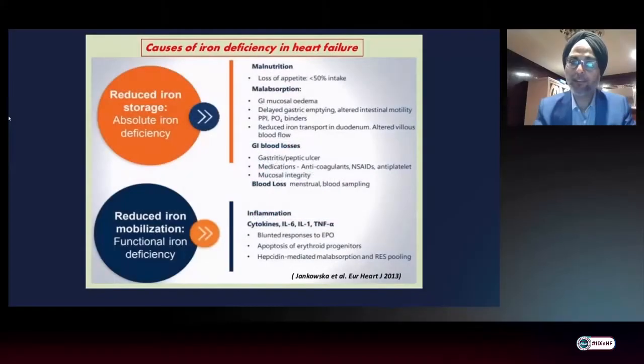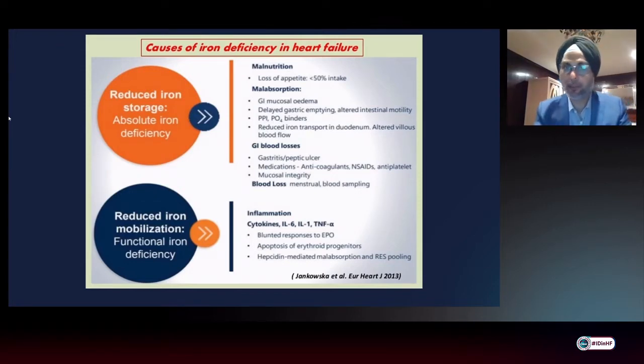It's important to recognize what the kinds of iron deficiency are which happen in heart failure. It can be put into two broad buckets. One is absolute iron deficiency, and the other one would be functional iron deficiency. In terms of absolute iron deficiency, it reflects reduced iron stores. This is due to malnutrition in patients with heart failure, especially advanced heart failure patients.